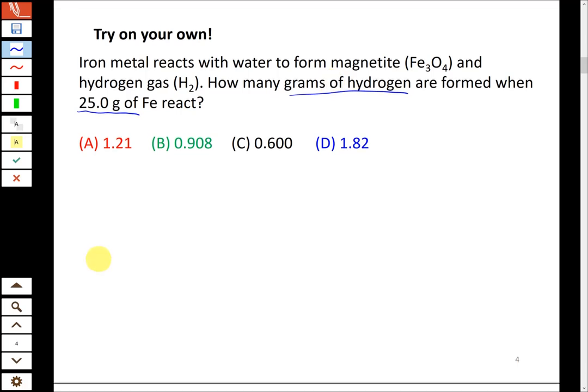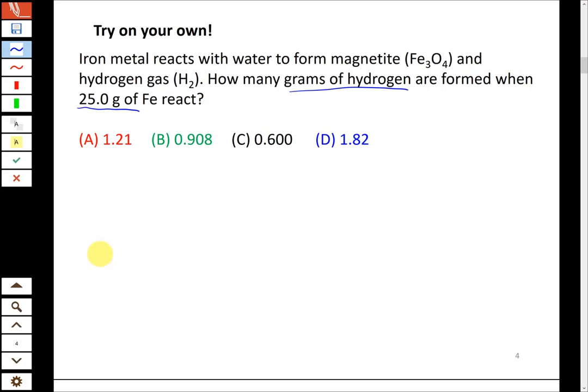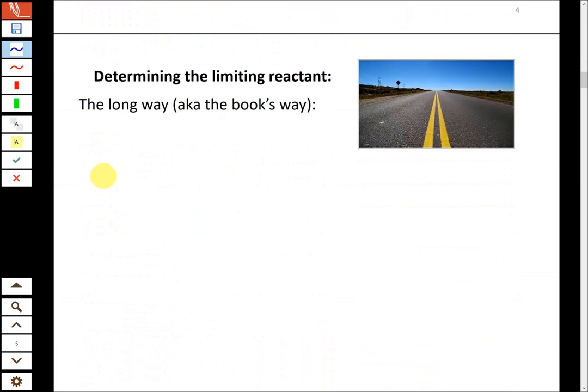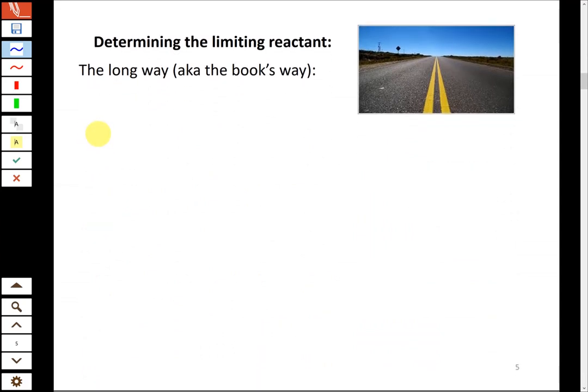So you really don't have to change anything, just make sure you're using the correct coefficients and the correct molar masses. All right, but we're going to move on to the next topic here, which is limiting reactant. Sometimes with limiting reactant, it's the concept that gets people a little bit confused. What exactly is this referring to?